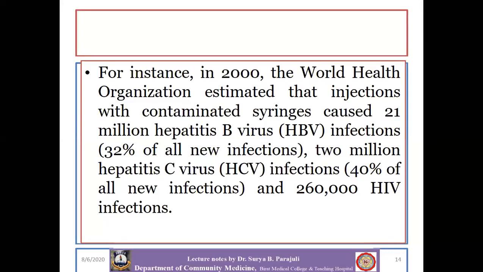And 260,000 HIV infections. See the context here. Due to our hospital waste, with contaminated syringes, it caused 21 million hepatitis B virus, 2 million hepatitis C virus, and 260,000 HIV infections, almost 0.3 million.